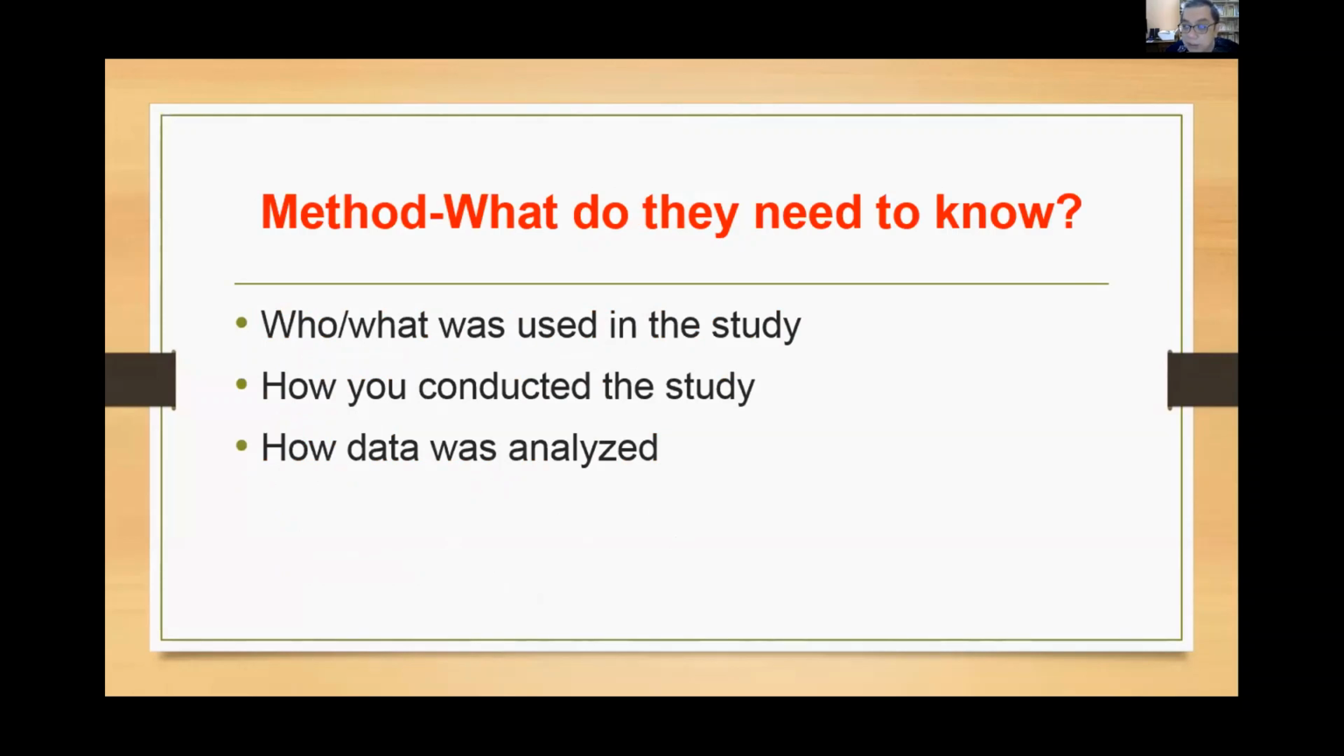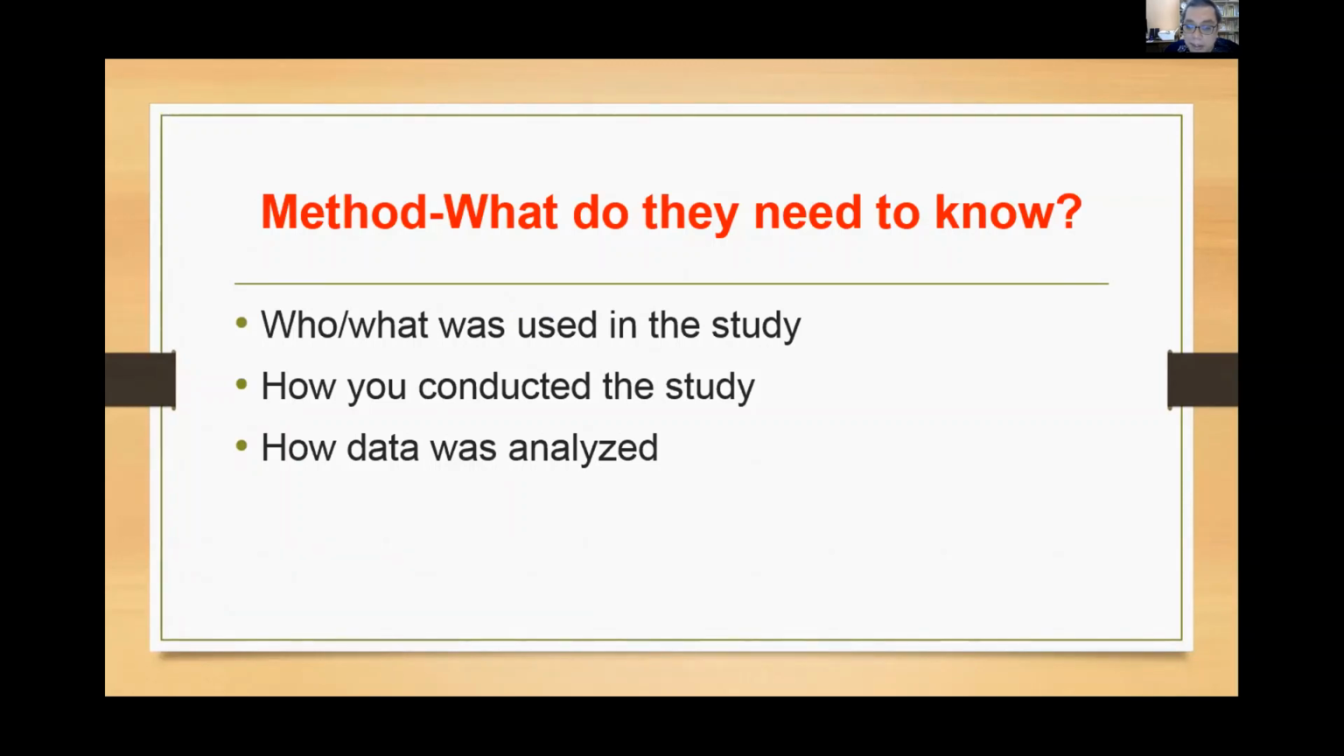What do they need to know about the method? Who and what were used in the study? If you are doing social science, who is the target group? If you are doing an experiment, what was actually used in the study? How you conducted the study, the method, the details of your experiment or your design of experiment, whatever. You need to highlight and describe that in a more detailed manner.